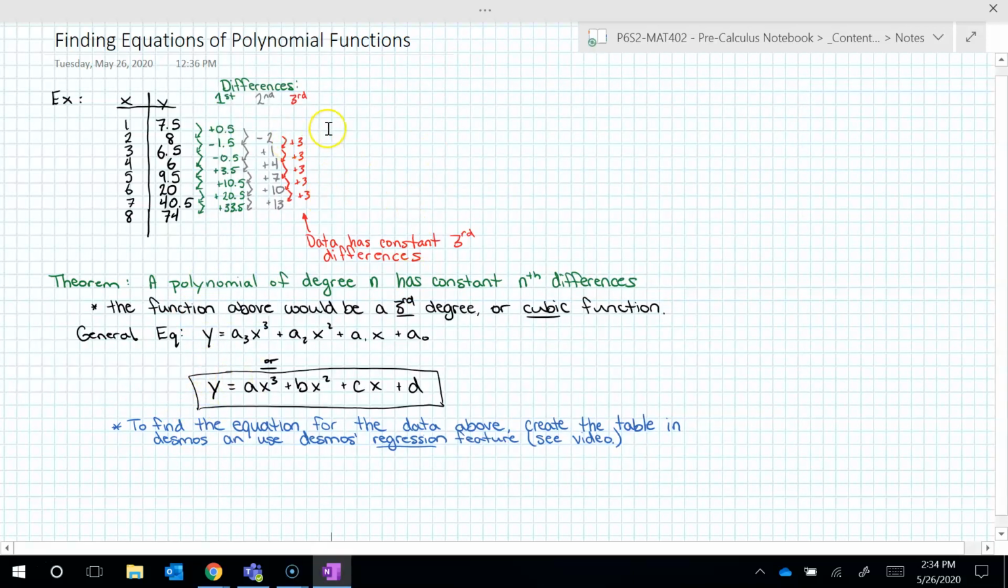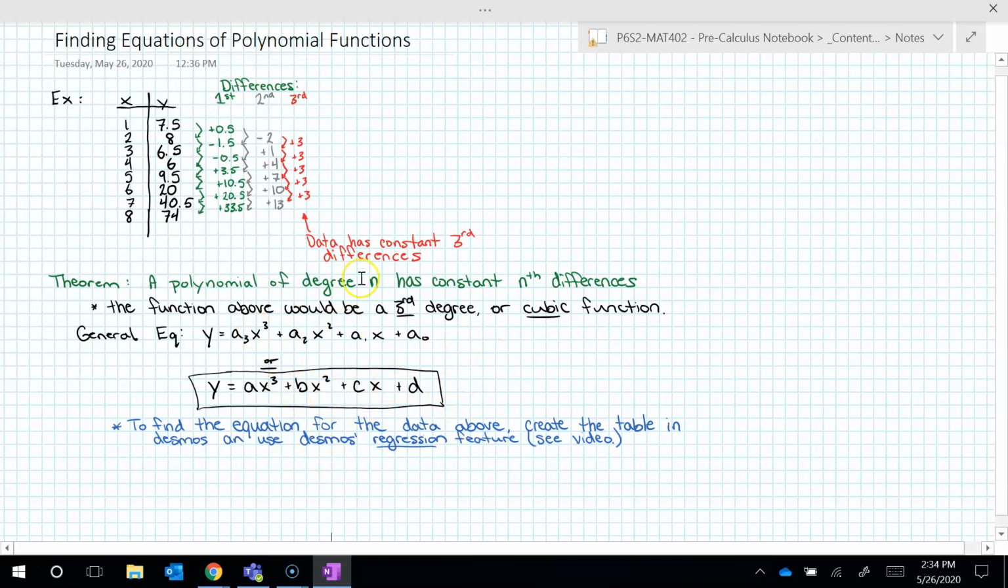So since this has constant third differences, I know that it is a cubic function, or third degree function, which would look like this. You can write it with subscripts: a sub 3 times x cubed, a sub 2 x squared, a sub 1 x, and a sub 0. Or, and this is probably the way that you'll see more often, starting with the alphabetical a first and then just going alphabetical: ax cubed, bx squared, cx, and d.